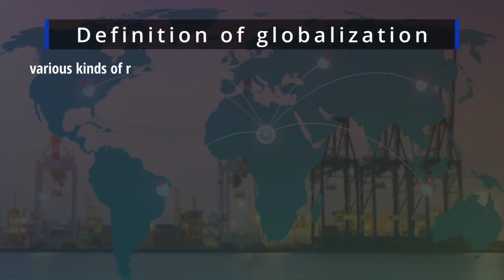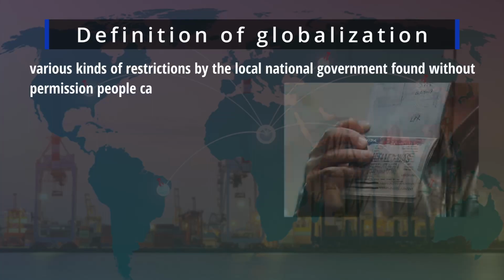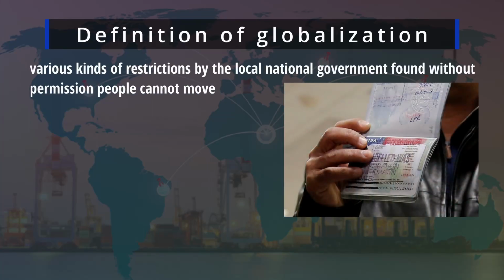So whether it were goods, they could move from one country to another without any kind of tariff or non-tariff barrier. There was no regulation as such, which we find today from the World Trade Organization, which deals with various rules of trade. We find various regulations about the movement of human beings through various kinds of restrictions by the local national governments through visas. So without permission of the other country, you cannot move. Then we need to look at what are the various phases of globalization. So broadly, there are three phases of globalization.